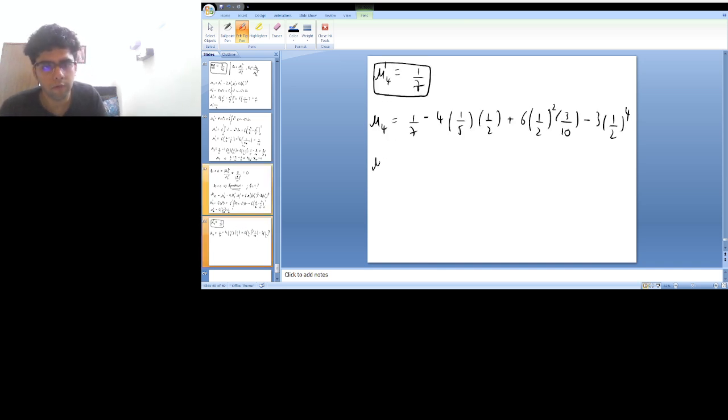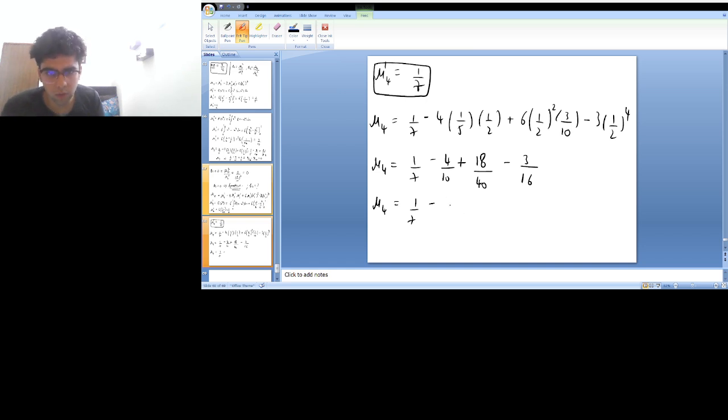So upon finding this, I get 1 by 7 minus 4 by 10 plus 6, 1 by 4 into 3 by 10, 18 by 40, minus 3 by 16. So this becomes 1 by 7 minus 4 by 10 plus 18 by 40 minus 3 by 16, with common denominator 80.